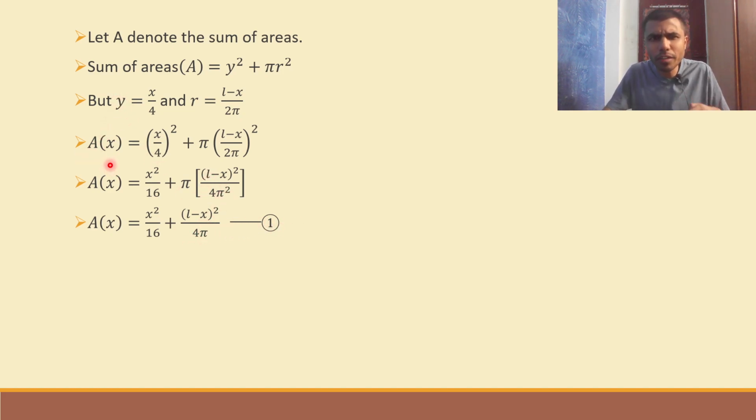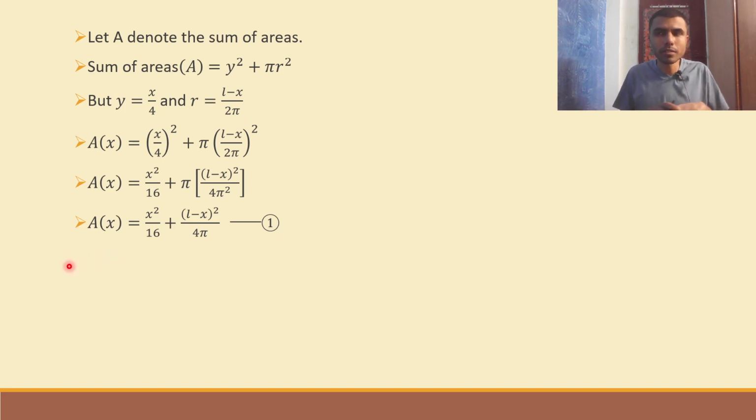Here I wrote A of x because as soon as I put y as x by 4 and r as L minus x by 2 pi, you can see that this sum of areas is nothing but a function of x. Okay, so that's why I wrote A of x to denote this. Hope it makes sense.